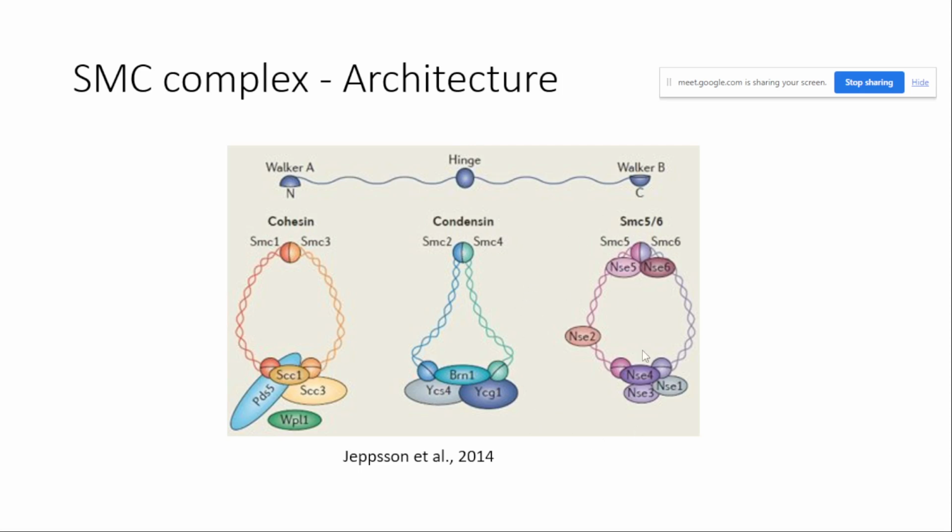And there is the SMC5/6 complex. Here you can see SMC5 and SMC6, and also some non-SMC molecules: NSE1, NSE3, NSE4, and in the hinge region NSE5 and NSE6, and in the coil region NSE2, which has an enzymatic SUMO ligase activity. So this is the SMC complex architecture, and three different SMC complexes are discussed here.